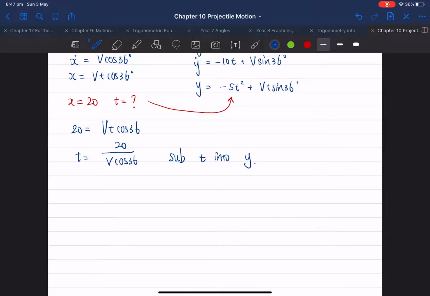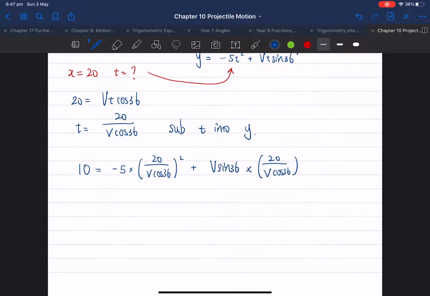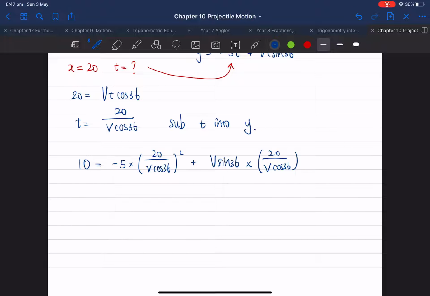So we need to substitute this number in. So we've got 10 equals -5 times t squared, where t is 20 over v cos 36, squared, plus v sin 36 times t, which is 20 over v cos 36. All right. Now our job is to find out what is the value of v by solving this equation. We only have one equation with one unknown. We should be able to solve it.